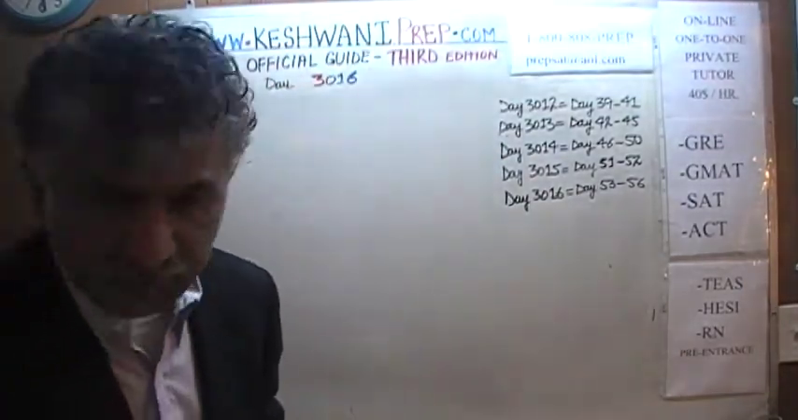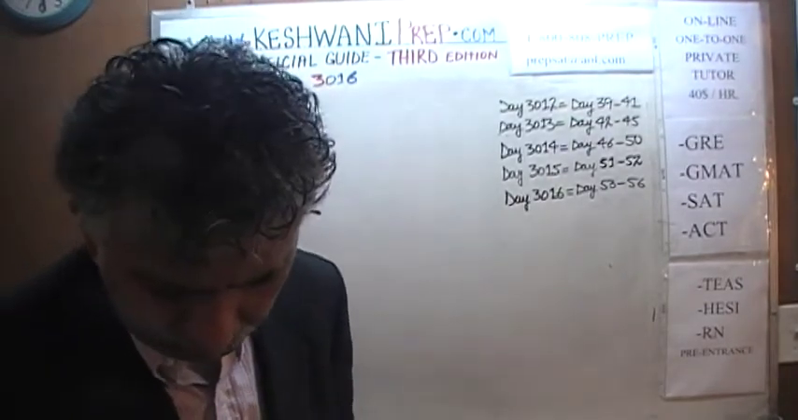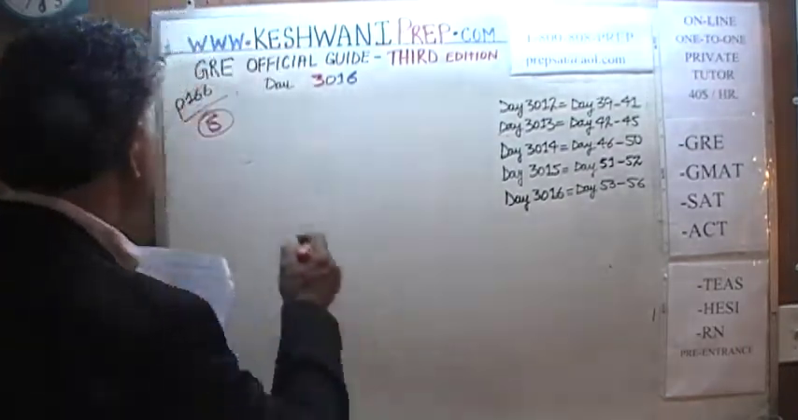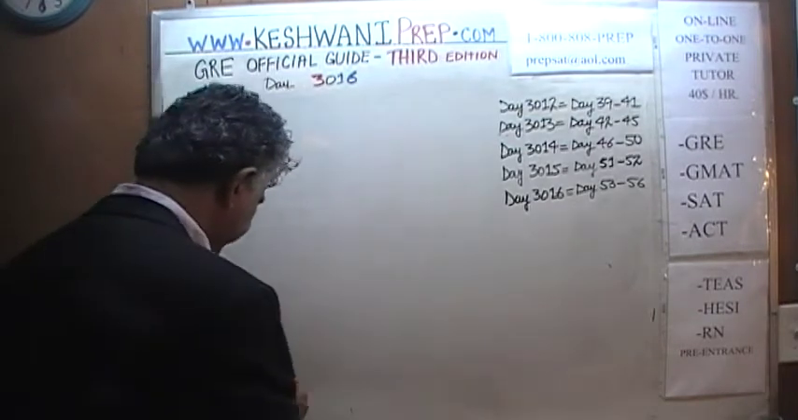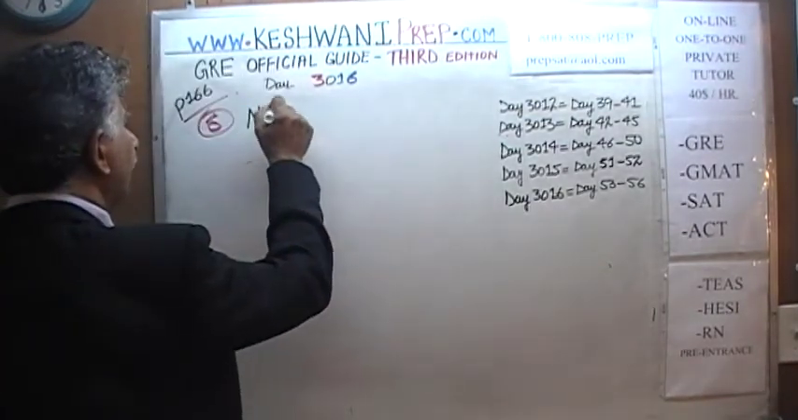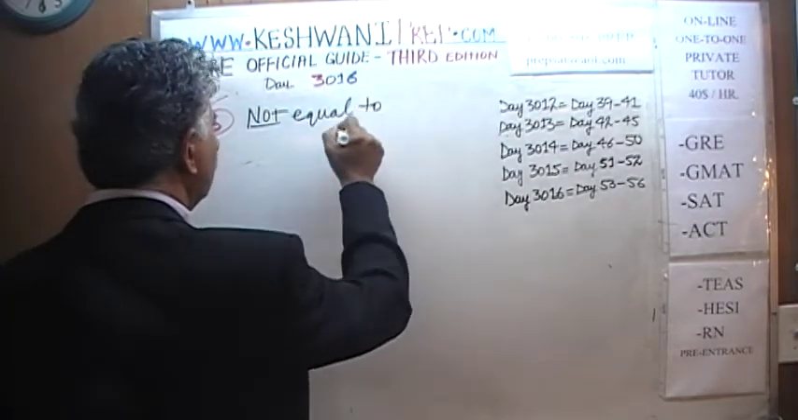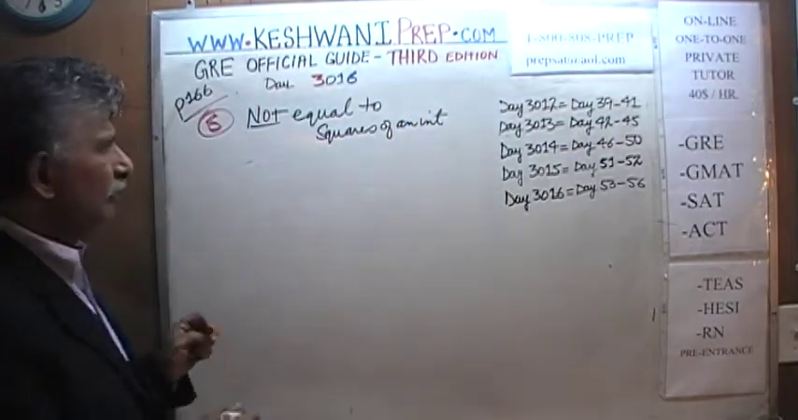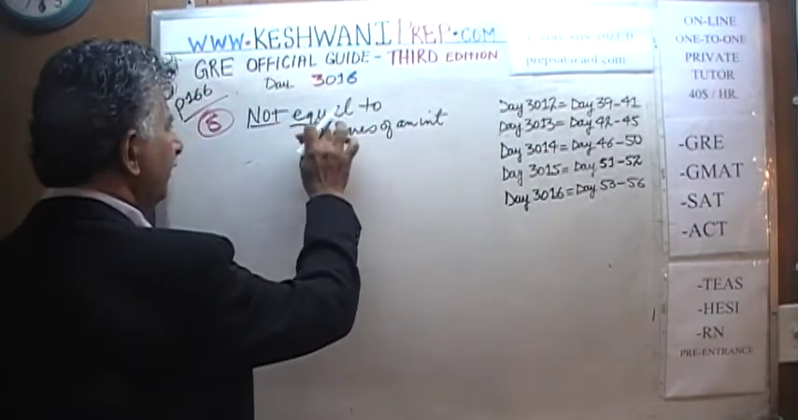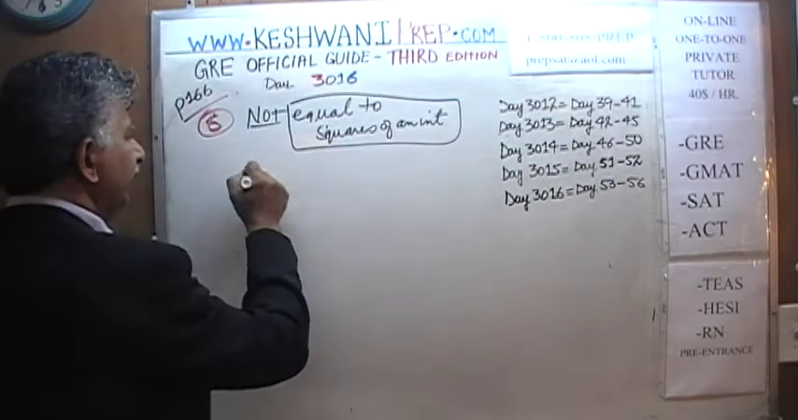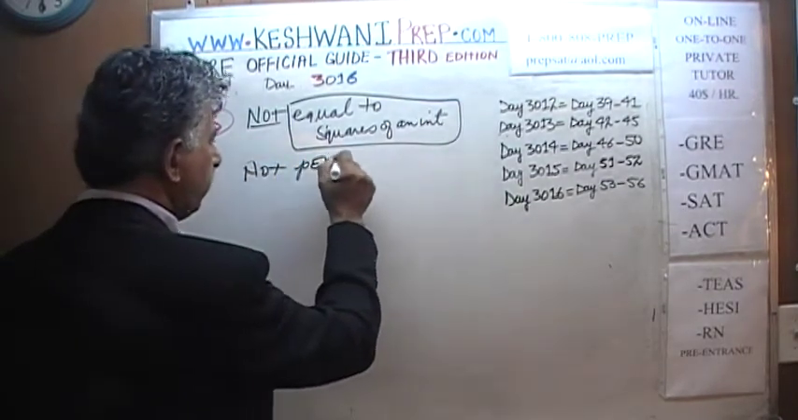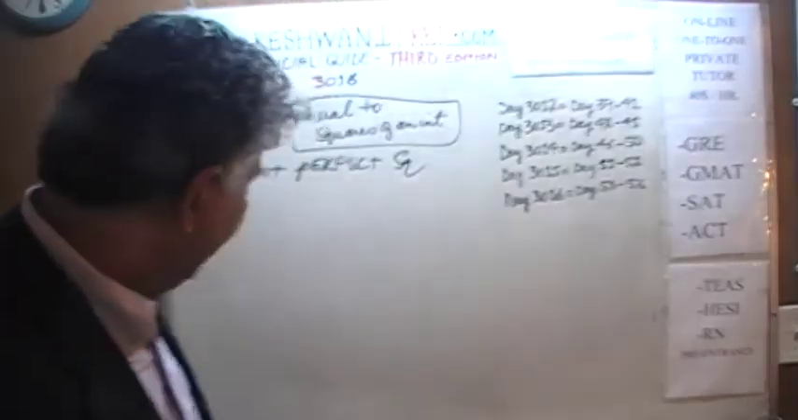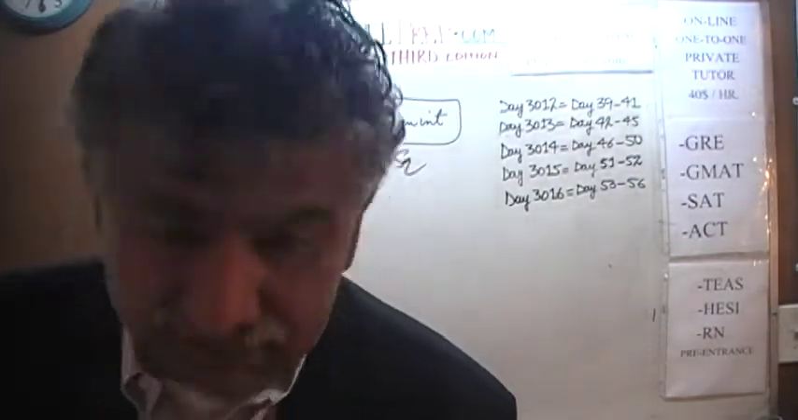Problem 6 says, again, read the problem to yourself. It says we have a set S that consists of positive integers less than 81 that are not equal to squares of an integer. Not equal to squares of an integer is the same as saying not perfect squares. So we're looking for all the numbers that are not perfect squares and are less than 81.